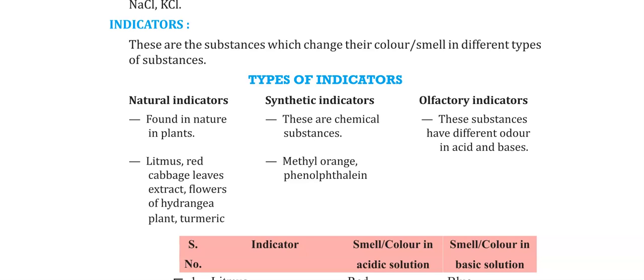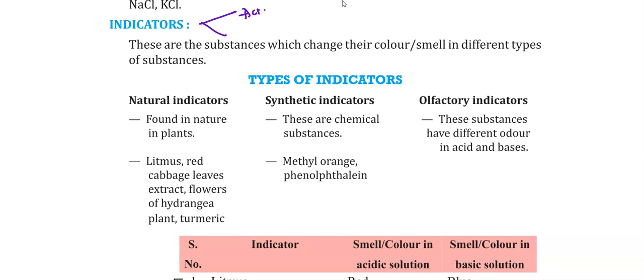Indicators, meaning you need to identify. We need to identify whether that substance is acid or base. What do I need to do?